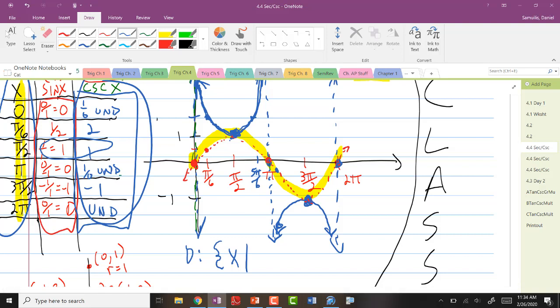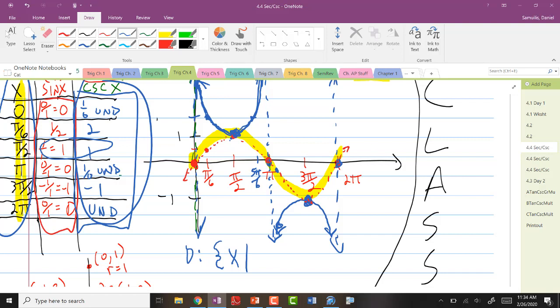Hey, what can't x equal? Okay, remember undefined values. So can x equal 0, or does that give you an undefined output? Can x equal pi? Yes or no? No. That's what asymptotes mean. Remember that from rational functions.